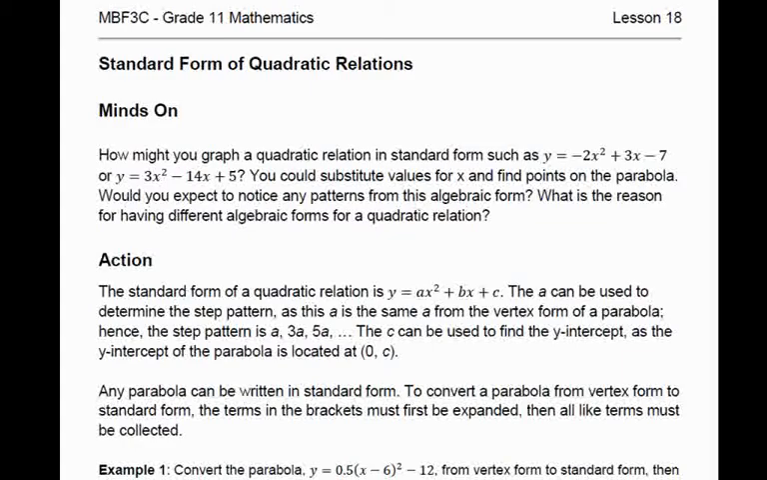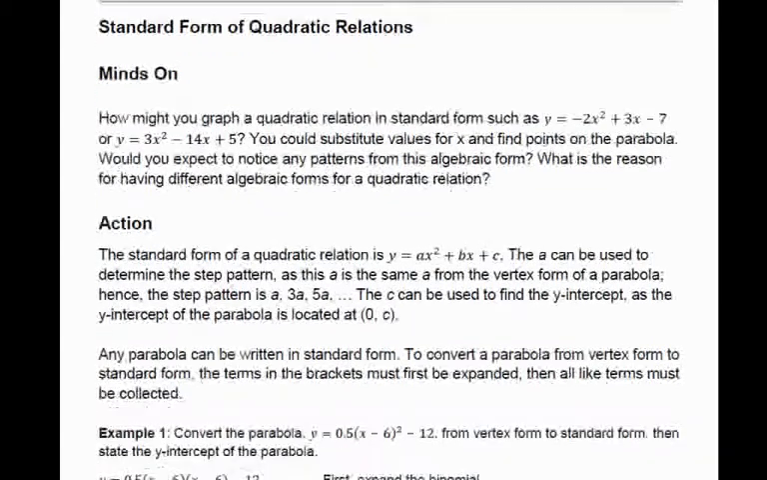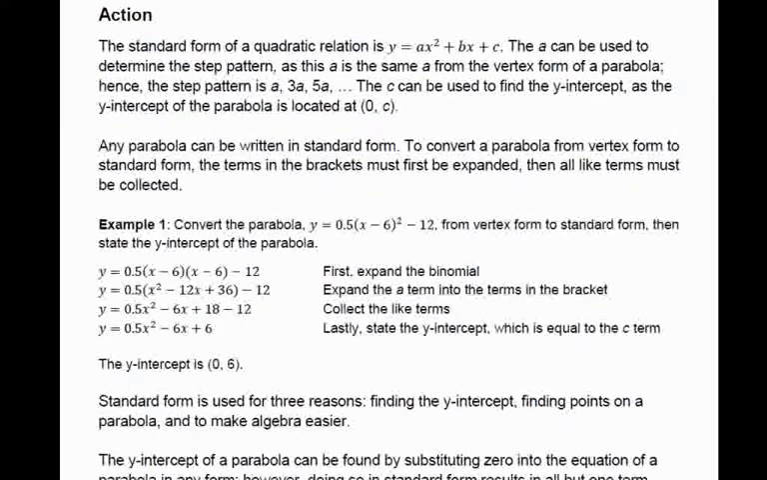Now the standard form itself, moving on to just the action section, that first line, in its general sense is y equals ax squared plus bx plus c. The a tells you the step pattern, tells you the first number in the step pattern, and we can use the pattern a, 3a, 5a, 7a, and so on and so forth to determine the step pattern. That's the same as it was in the vertex form. And the c is used to determine the y-intercept. The c is actually the y value of the y-intercept. So if you're writing out the y-intercept of the parabola, it would be 0, comma c.